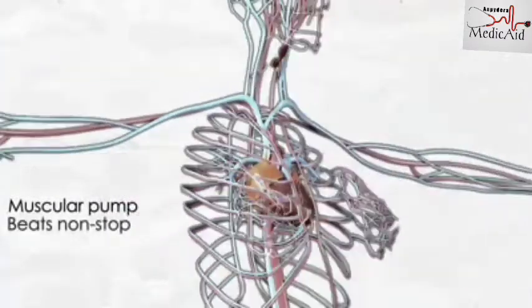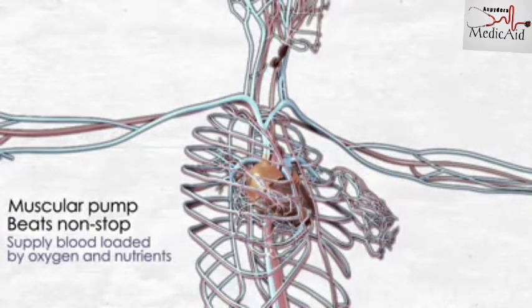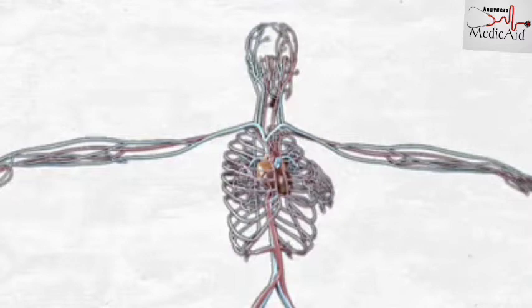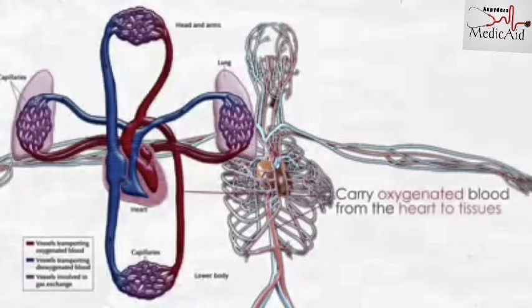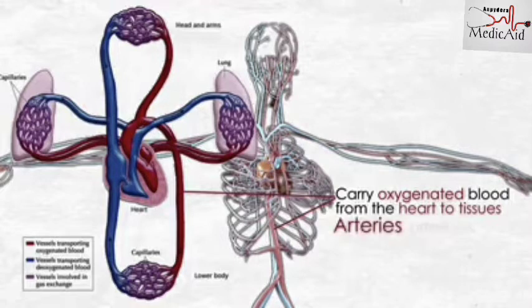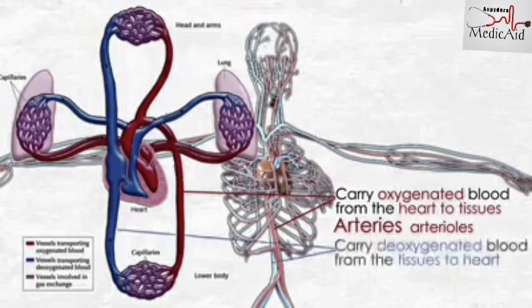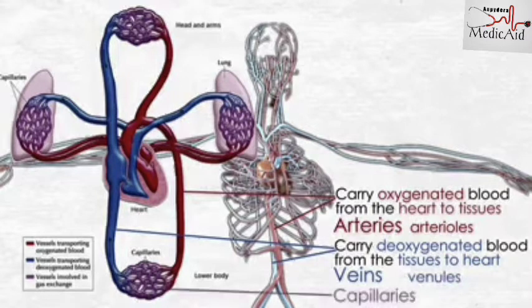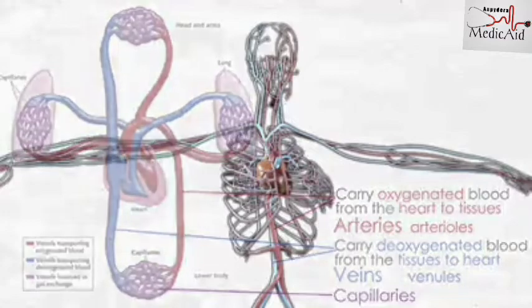It beats non-stop for the entire lifetime to supply blood, which is loaded with oxygen and nutrients, to all tissues of the body. The blood vessels are classified into the type that carries oxygenated blood from the heart to tissues, called arteries, and the smaller arteries are called arterioles. And the type that carries deoxygenated blood from the tissues to the heart, the veins, and the smaller veins are called venules. The last type, which connects arterioles and venules, is the capillaries.